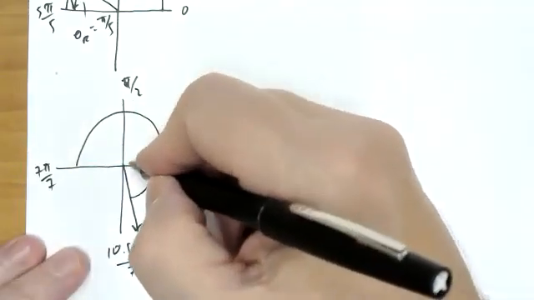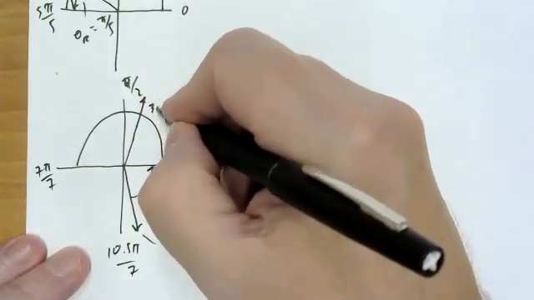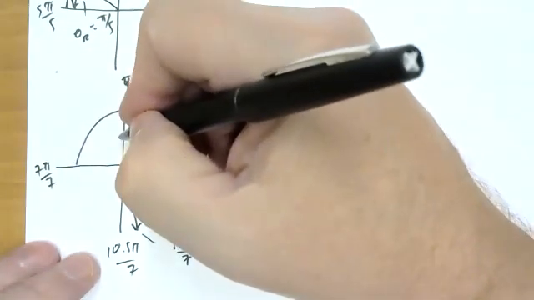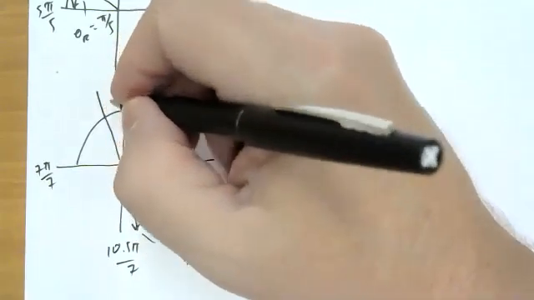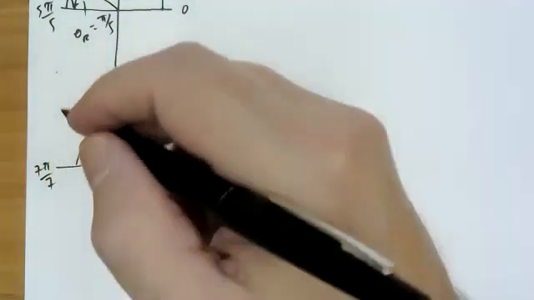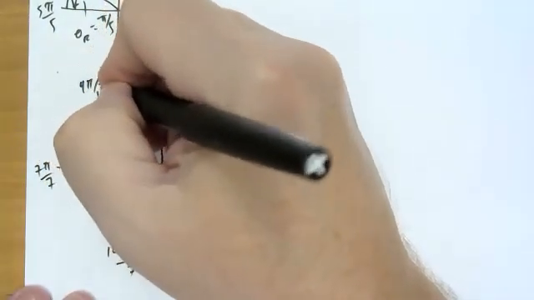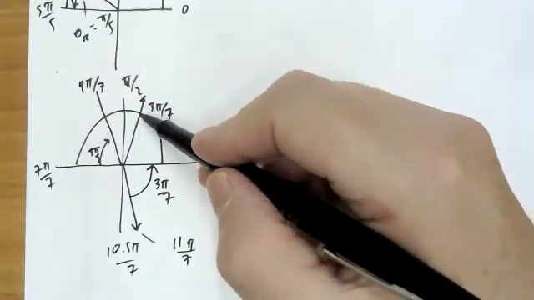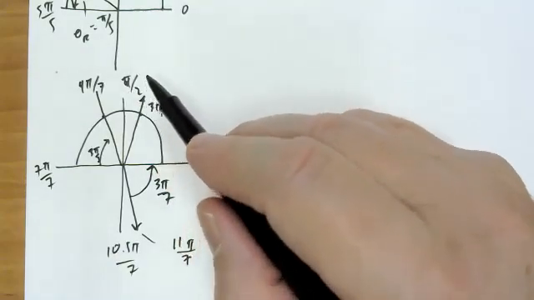So if I look at reference angles, if I go 3 pi over 7 here, and then here, 3 pi over 7. If this is 3 pi over 7, this must be 4 pi over 7. So my two reference angles are 3 pi over 7 and 4 pi over 7. Now I need to figure out which one has the correct plus or minus.